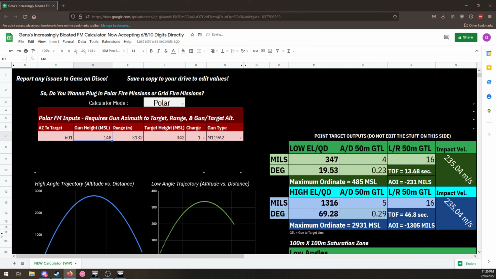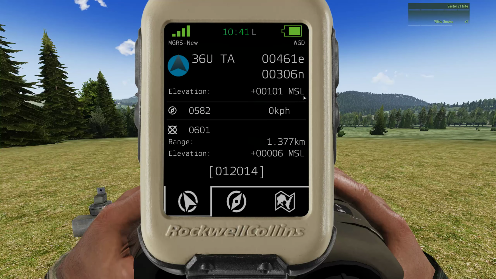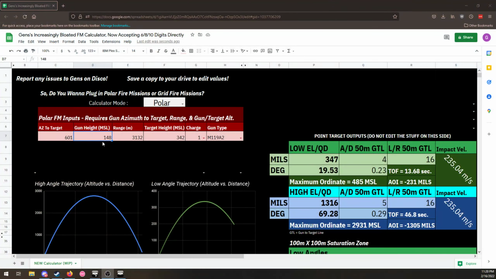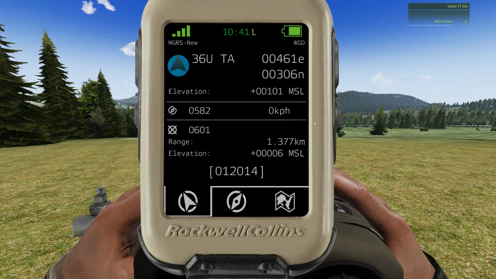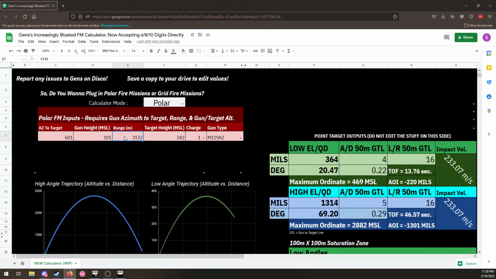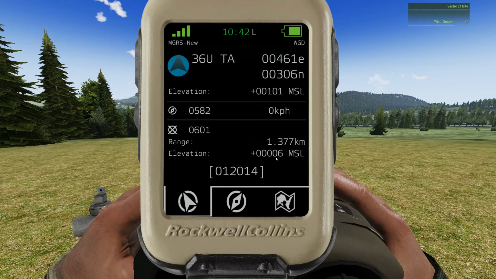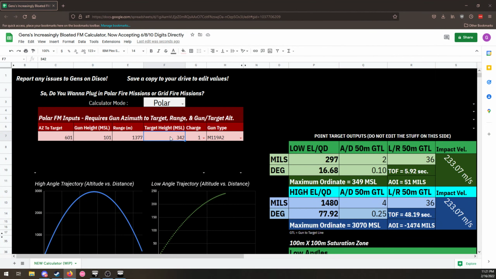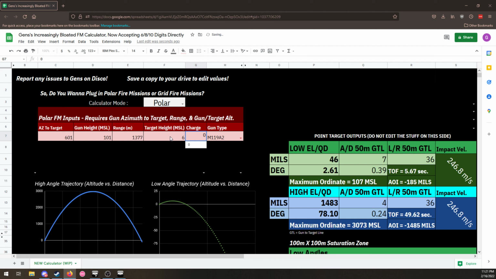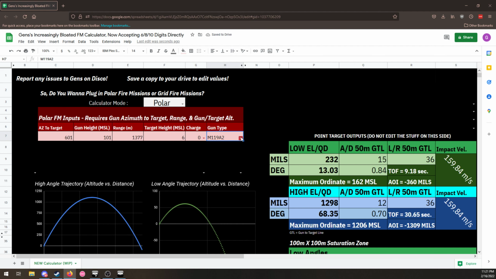Now the gun height. Our gun height, you will recall, is still 101. So we come over here, gun height 101. Next, the range to target. Range to target is going to be 1377 meters. Well, 1.377 kilometers, but I'm sure y'all can do basic unit conversion, especially in metric. So that's 1377 meters, and the target height is going to be 6 meters. So I'll come over to target height, and we'll just hit 6. We'll do this one on charge 0 as well, and we're still using an M119A2.